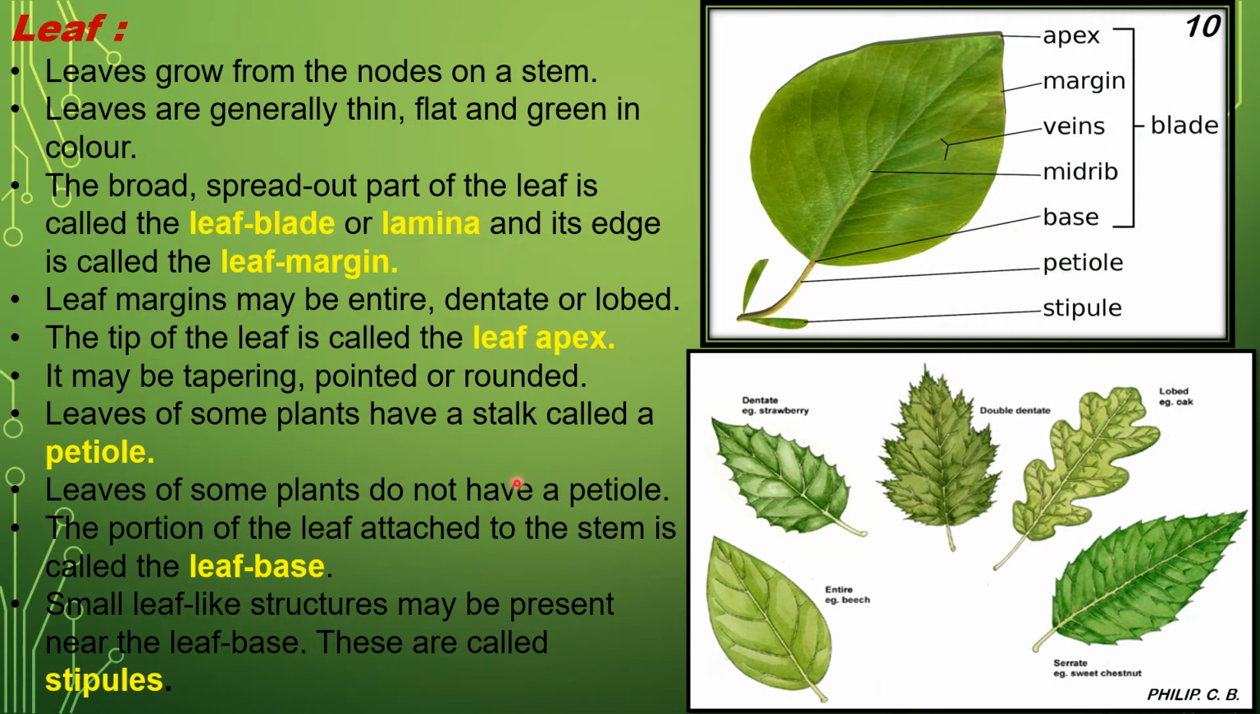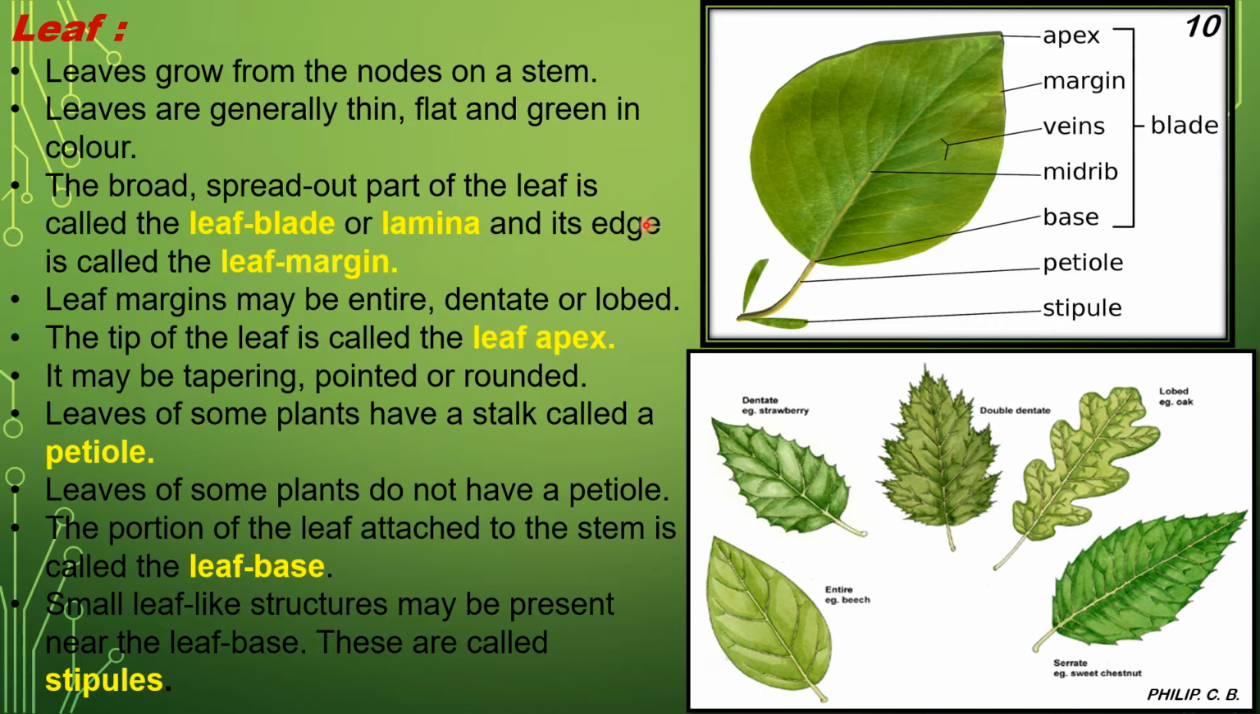Now coming to the third part, leaf, another important part. Why? As we just saw in the very first animation image in the beginning, photosynthesis, right? Okay, so first point, leaves grow from the nodes on a stem. Leaves are generally thin, flat, and green in color. As you see, the broad spread out part of the leaf is called the leaf blade or lamina, and its edge is called leaf margin.